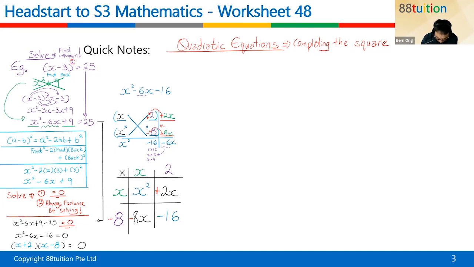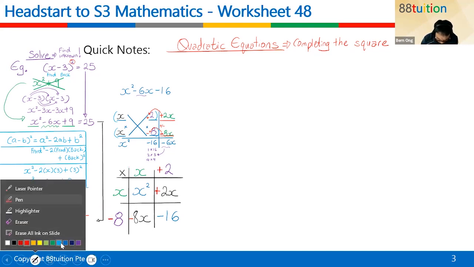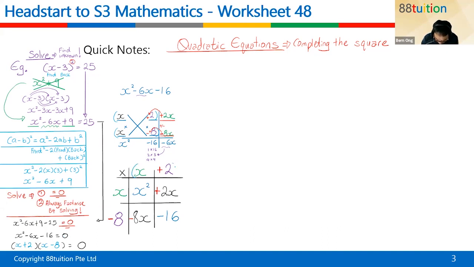So the minus you follow here, the plus you follow here. You read from left to right: x plus 2, and top to down, x minus 8. So this will give you an answer of x plus 2, x minus 8. Are you okay, children? I hope you're still there.